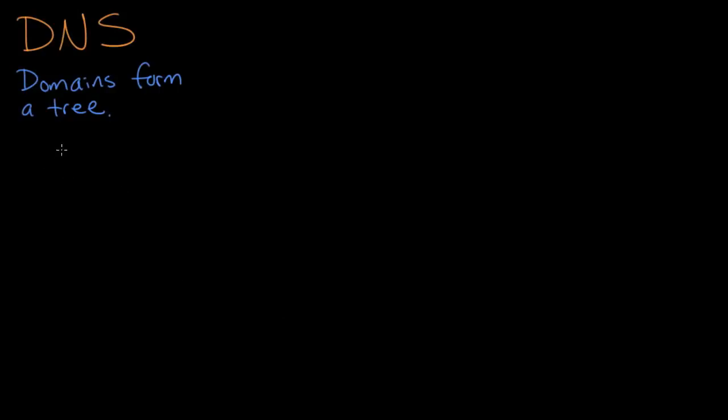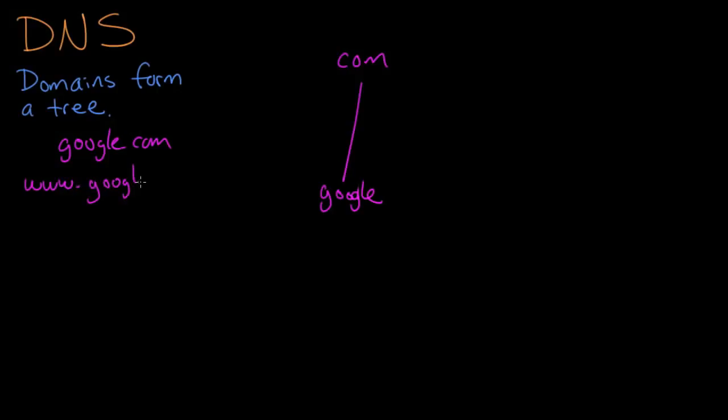So we'll start with one that everyone knows about, like google.com. And we would draw that by putting com here at the top and then Google down below it. And of course, we know about a domain name like www.google.com. And that just simply, the www part just goes right down here below Google.